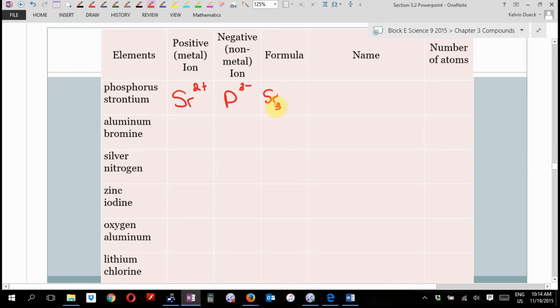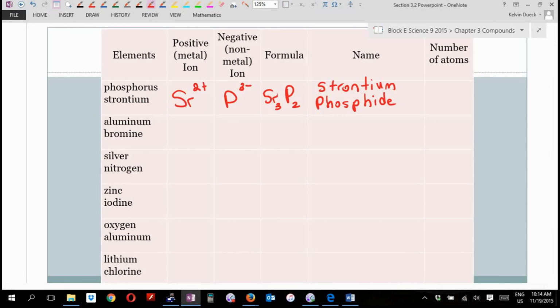SR, 3 of them. P, 2 of them. What am I going to call this? Strontium what? Ide. That's the ide rule. And then this last question I haven't asked you yet, but we're going to start to ask this more and more often.